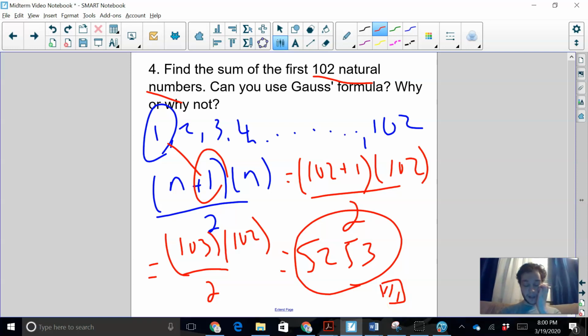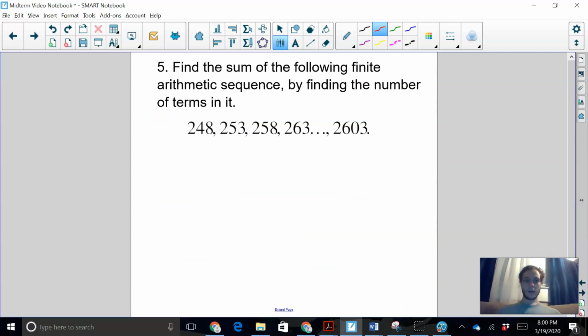Okay. Your problem is very similar to the one on the quiz, but I figure, you know, just throw another one in there. It can't hurt, right? Now, I'm going to throw you a curveball, no pun intended. Find the sum of the following finite arithmetic sequence by finding the number of terms in it.